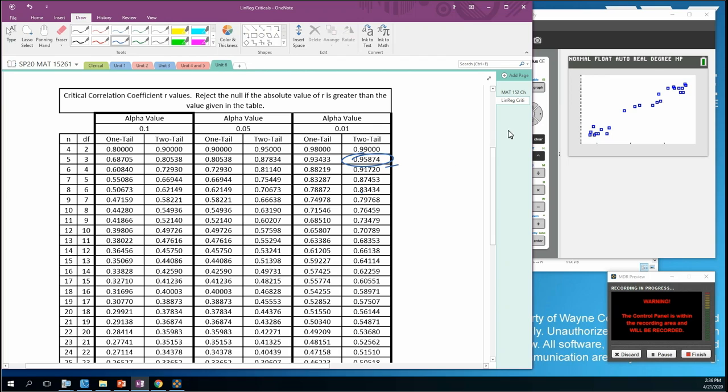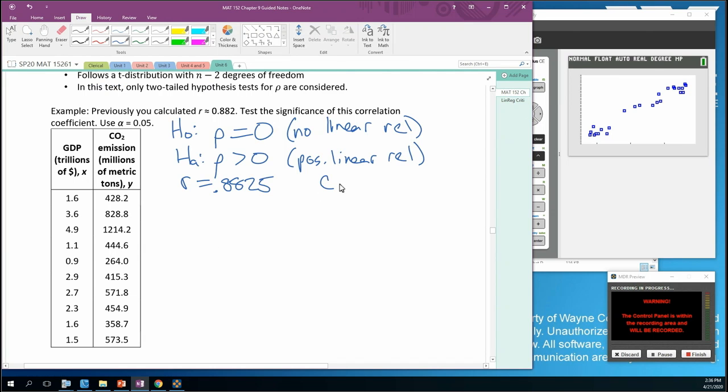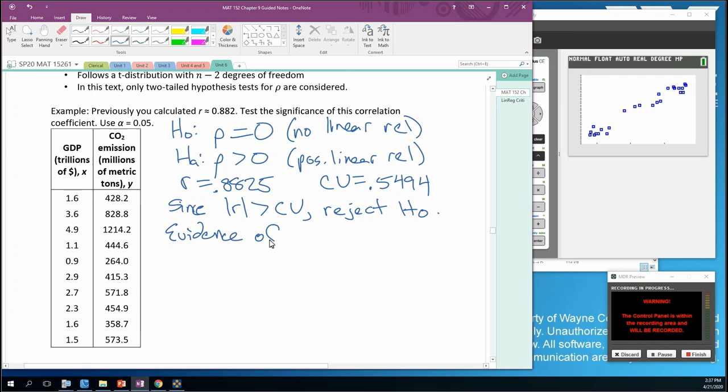0.5494. So what this means is, since the absolute value of R is greater than the critical value of 0.5494, we reject the null. And what that means is there is evidence of a linear relationship between GDP and CO2 emissions.